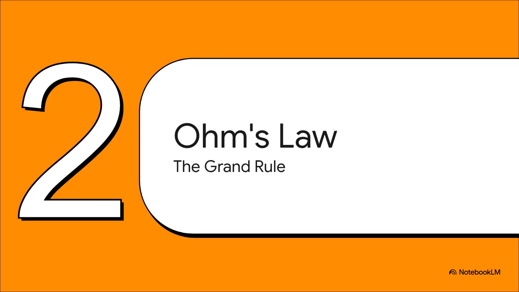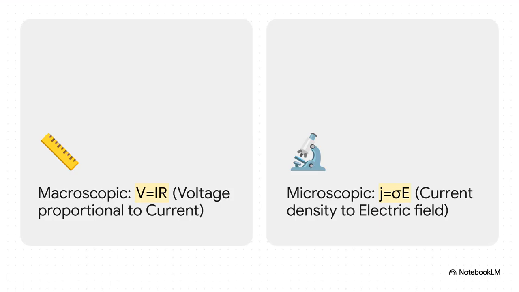Moving on to Section 2, Ohm's law and resistance, the grand rule of the road. This brings us to a fundamental concept discovered by George Simon Ohm way back in 1828. On the macroscopic level, the stuff we can easily measure with a multimeter, voltage is directly proportional to current, which gives us the famous equation V equals I times R.